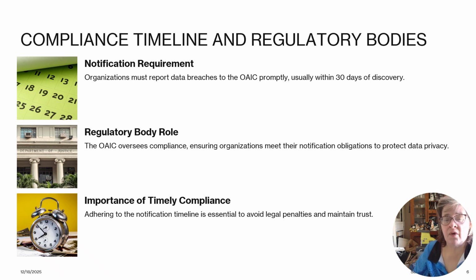Organisations must notify the Office of the Australian Information Commissioner, or OAIC, and affected individuals promptly, typically within 30 days of becoming aware of a breach. Adherence to this timeline is critical to avoid penalties.